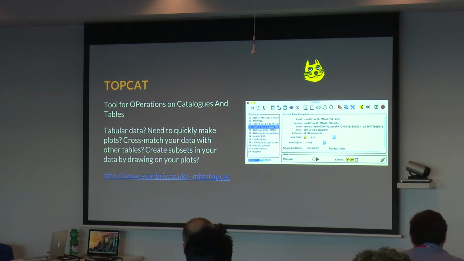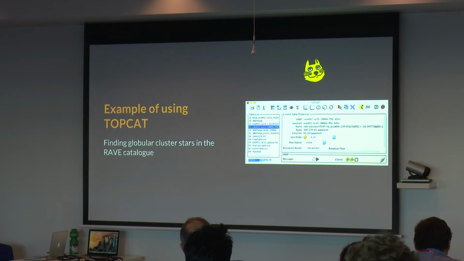Sometimes you've got a plot and you want to work out what stars or points in your plot are, and you want to draw a circle on them and get them out. You can't do that easily in other things, but TOPCAT does it really nicely. TOPCAT is something you should be using.